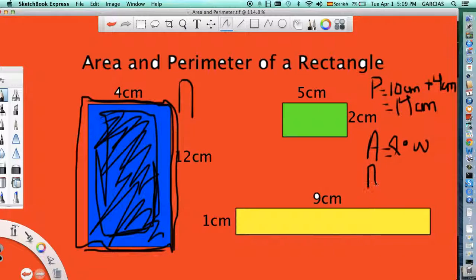And that would be 5 centimeters times 2 centimeters, and that gives us a total of 10, and again, square centimeters. And those are the answers for area and perimeter of the second shape.